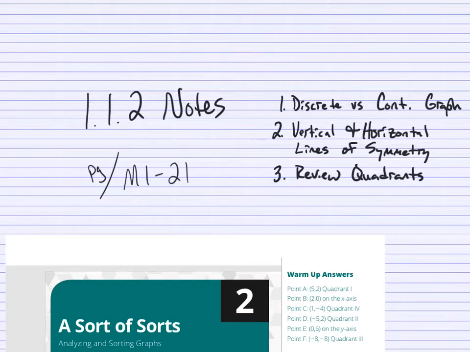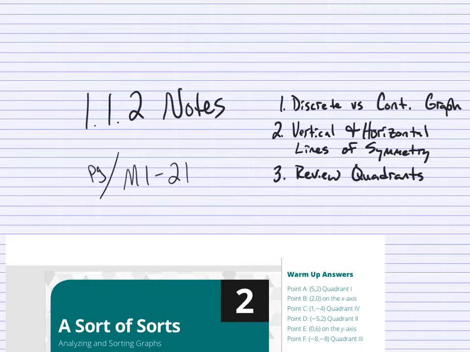All right, for today, we're going to talk about 112 notes, and we're going to start on page 21. We're going to focus on three things today: learning discrete versus continuous graphs, vertical and horizontal lines of symmetry, and reviewing our quadrants.